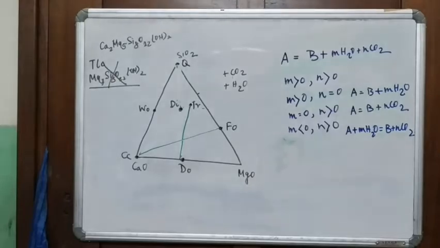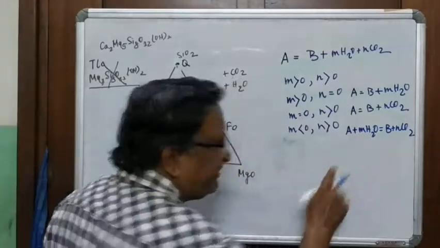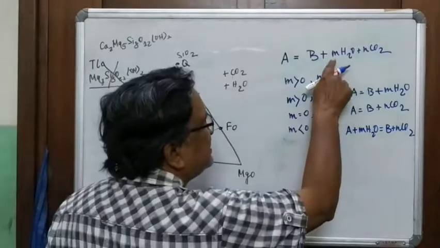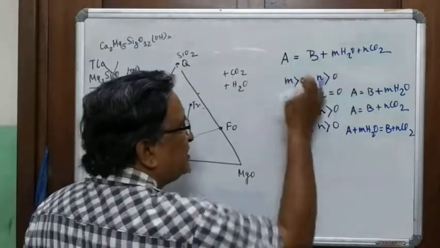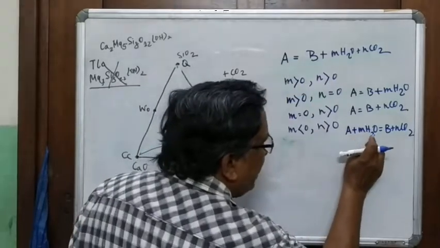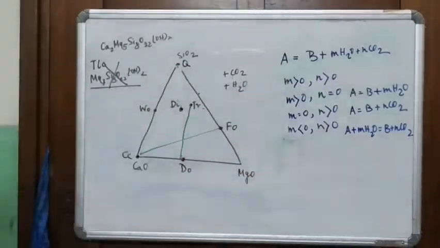Have you understood? Because a reaction is never written with a negative sign. So M less than 0 means this is negative, so this part goes on this side, and then it becomes positive. So A plus M H2O is equal to B plus N CO2.